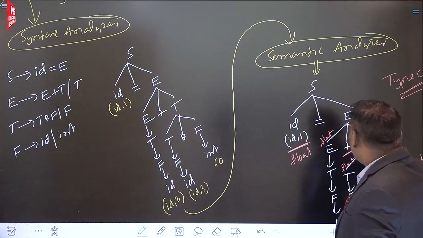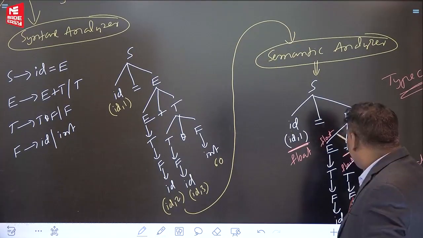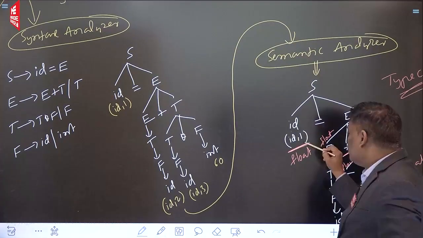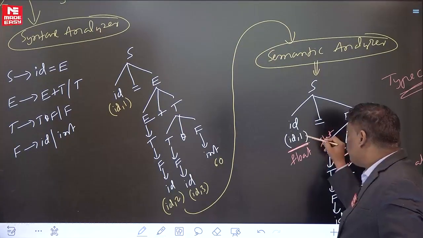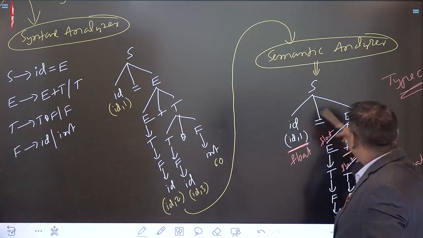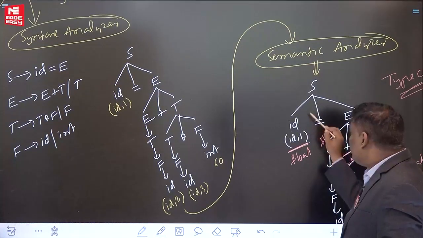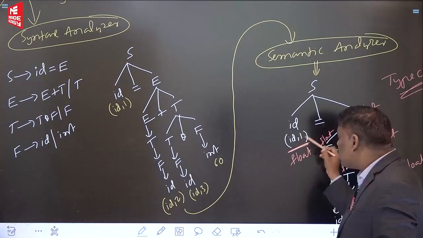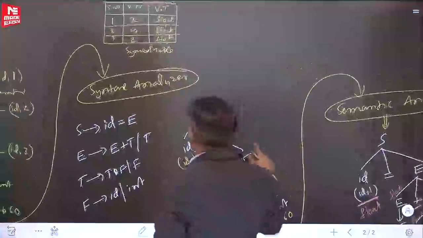Whenever the semantic analyzer is checking the types and all, see this one. Assume the token number is ID1. You want the type of this one, listen carefully. The semantic analyzer is doing type checking, that's okay. But whenever he is doing type checking, you want the type of this person. What is the token number? ID1.